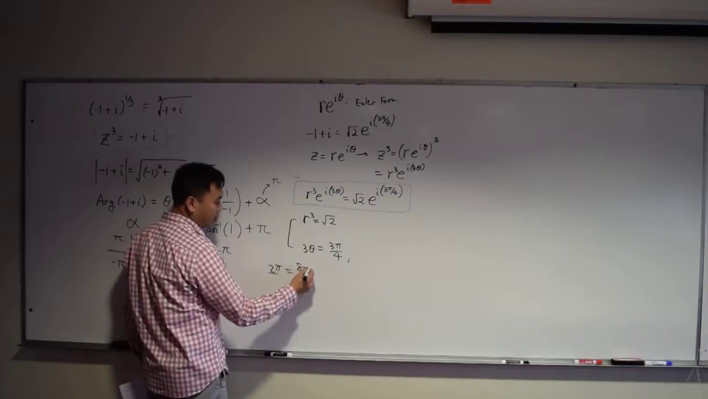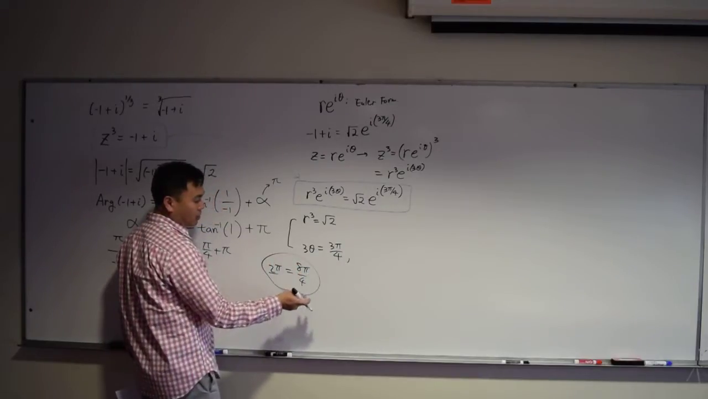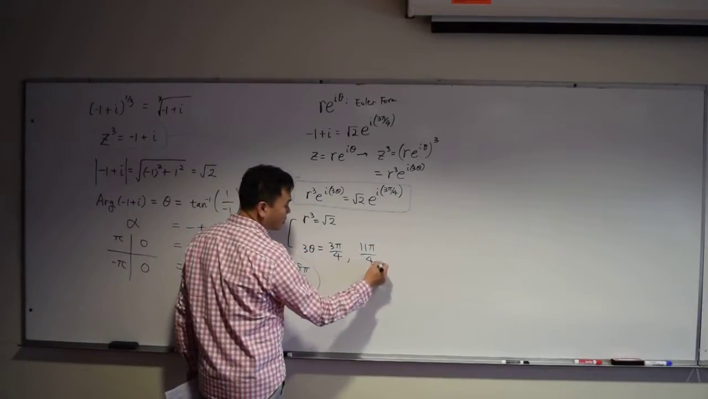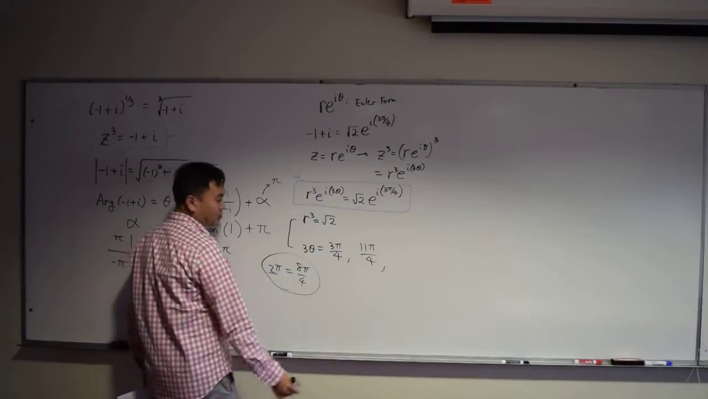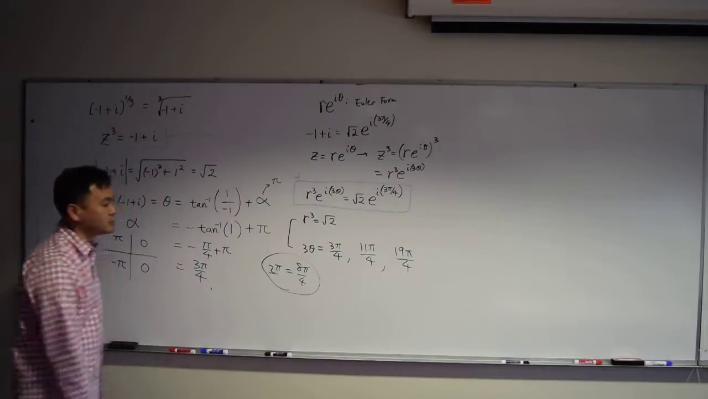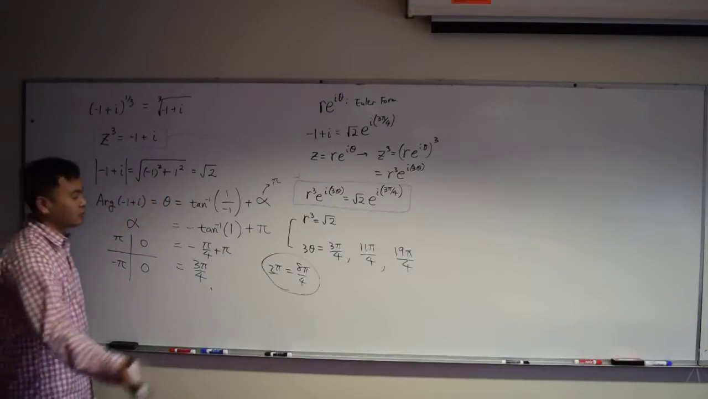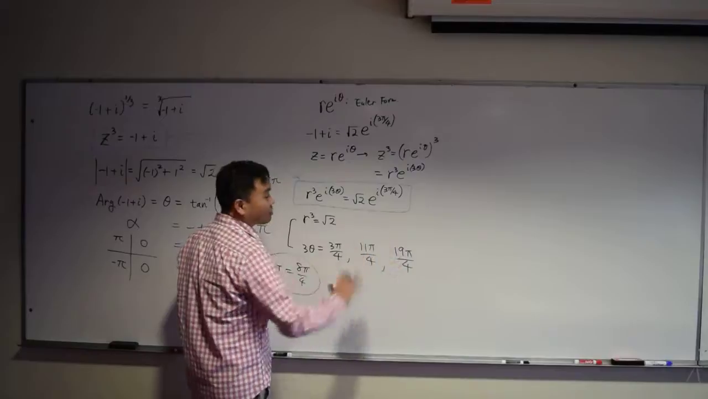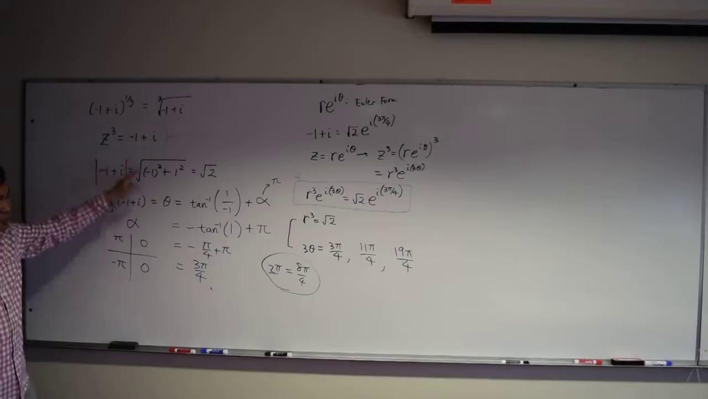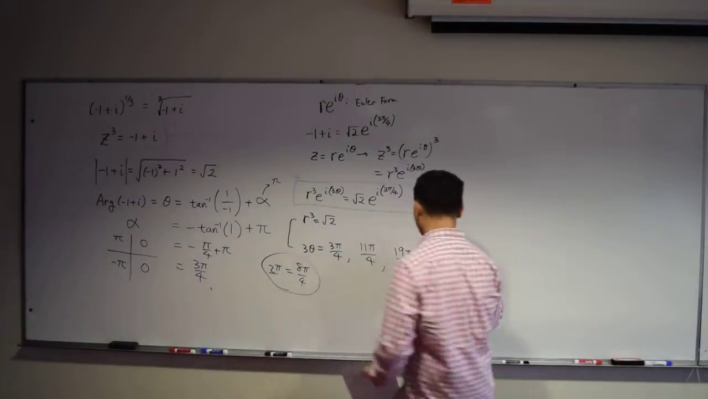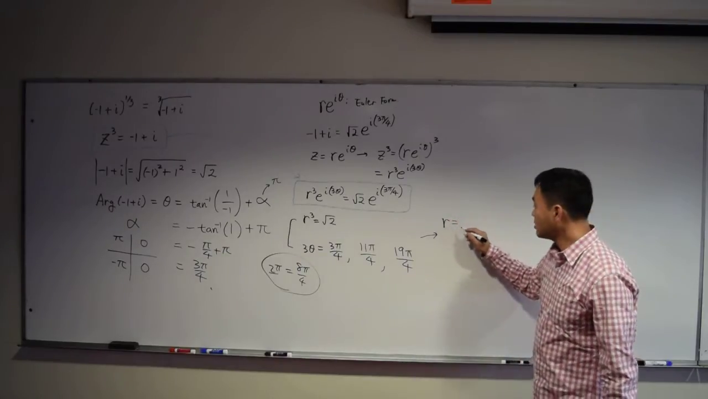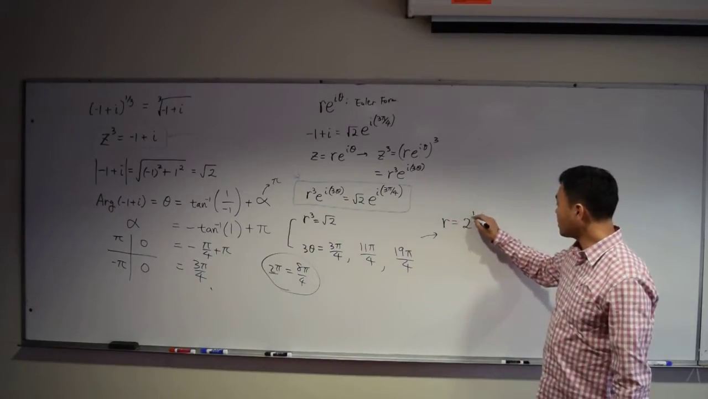What's 2 pi? 2 pi is 8 pi over 4, right? So when I add 8 pi over 4 to this, that's 11 pi over 4. And I can add another 8 pi over 4 to this, that's 19 pi over 4. You can do this forever, but we stop at 3. Why? Because this is cubed. Right? So we stop right here. And then when we solve both of them, we get r equals the cube root, or 1/3 power.